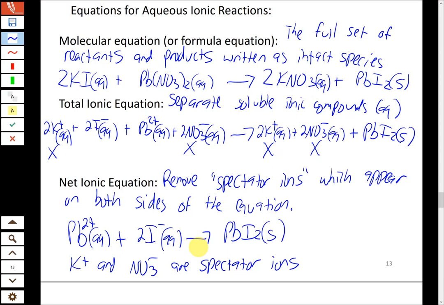All right, so any questions on how to write those different equations? As I said, the most common one we'll ask you to do is probably the first one, the molecular equation, or the bottom one, which is our net ionic. Those are the ones that are usually the most useful and the most commonly encountered on homework assignments, but the total ionic equation is helpful for getting to the net ionic correctly, okay?